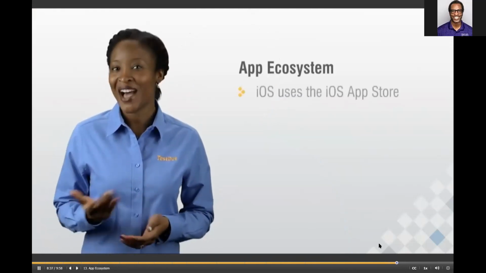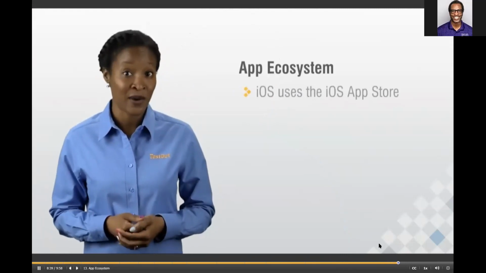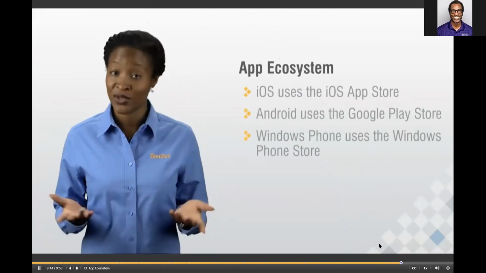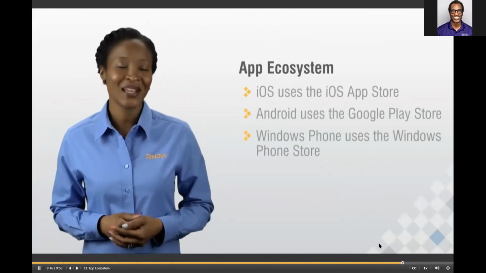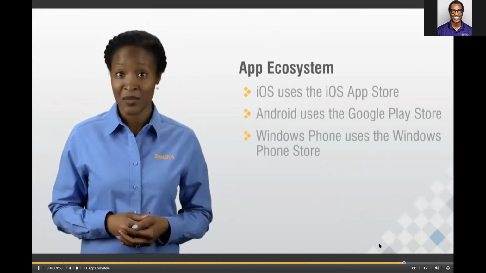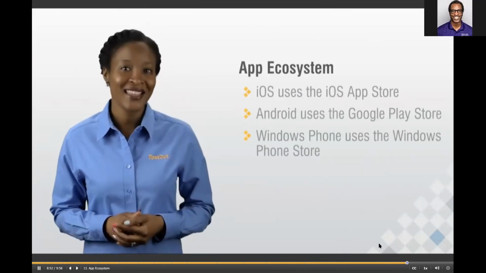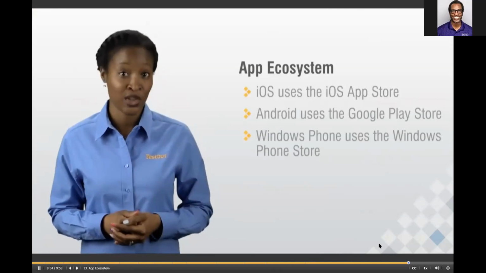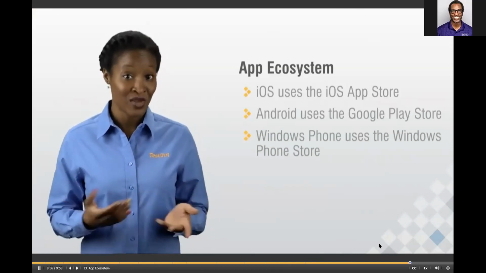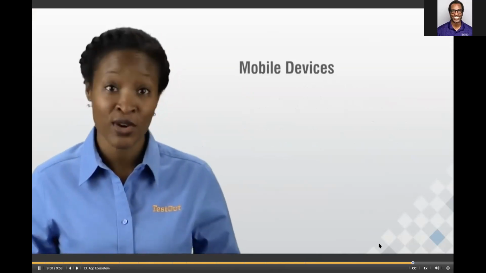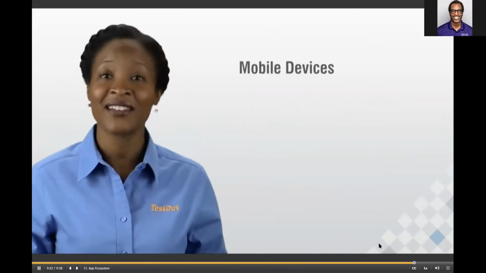For example, iOS uses the iOS App Store, Android uses the Google Play Store, and Windows Phone uses the Windows Phone Store. Just like most things, each app ecosystem has pros and cons, which are largely opinion-based. The main thing to know is that when you purchase a particular mobile device, you are buying into a specific app ecosystem.